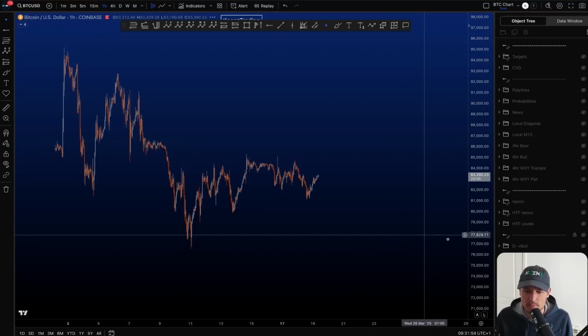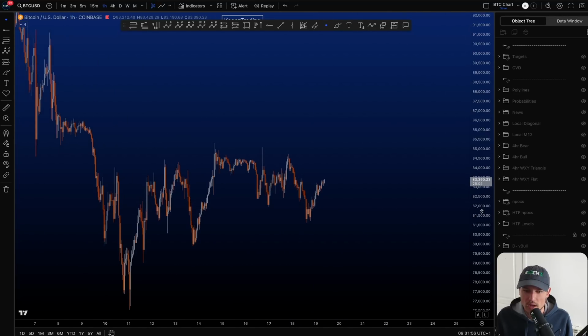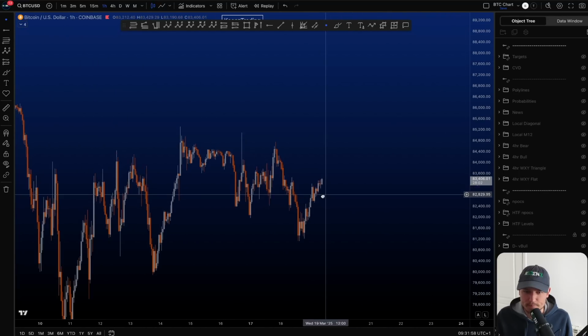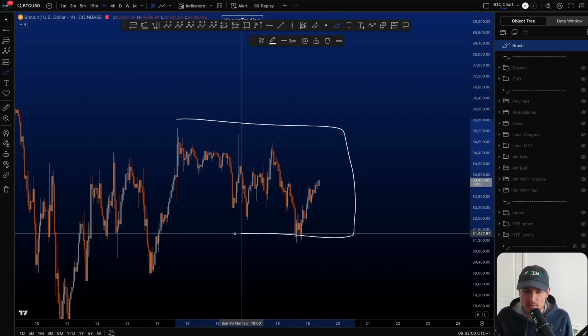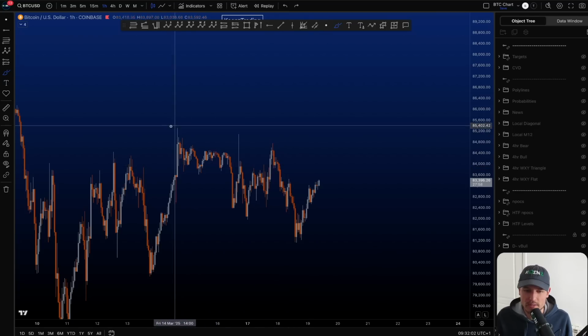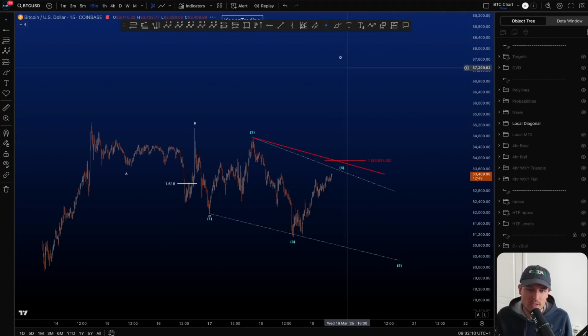Okay, now let's then jump to the lower time frames, eventually check out the news, and then we get to the similarities between all the different scenarios. So yesterday, the probabilities were higher for this structure over here to be corrective, still looking for this high. And the probabilities haven't changed, but I do have some new information to talk about.